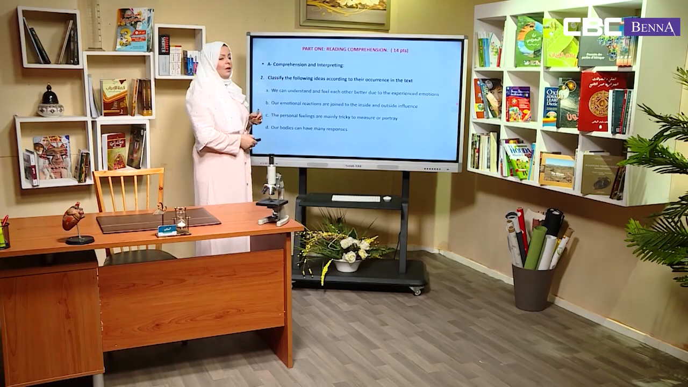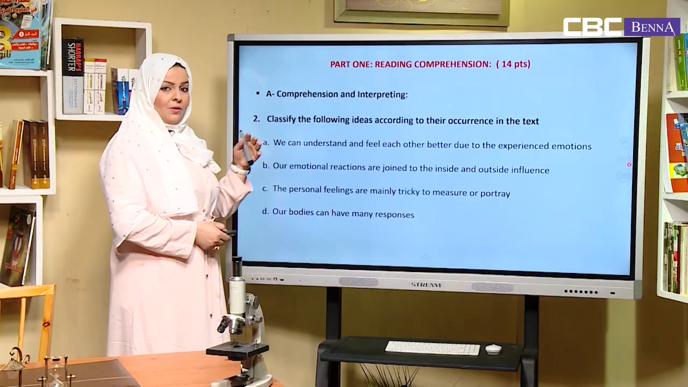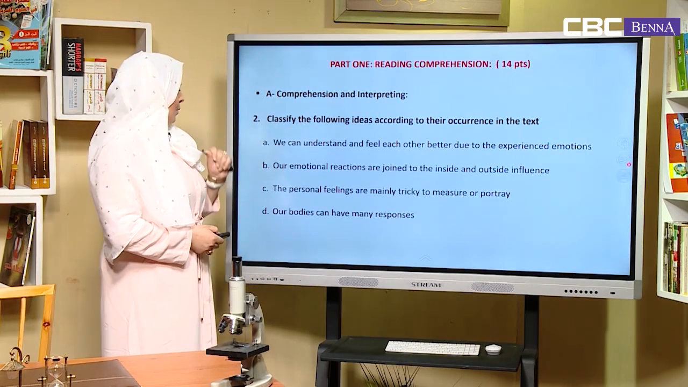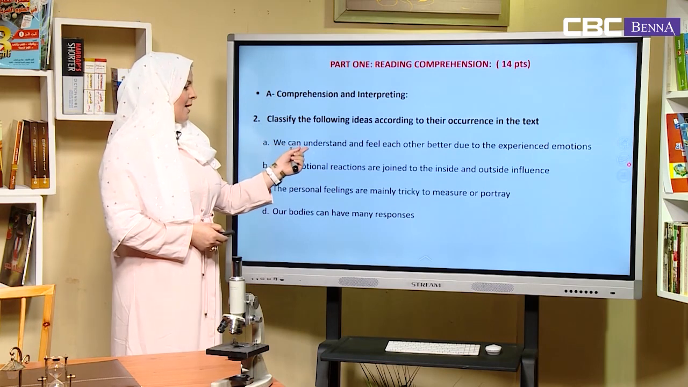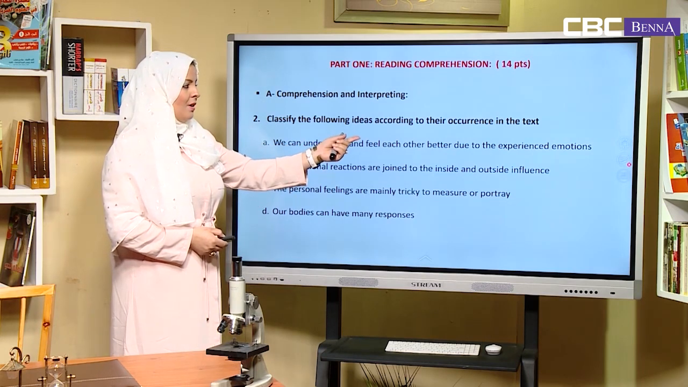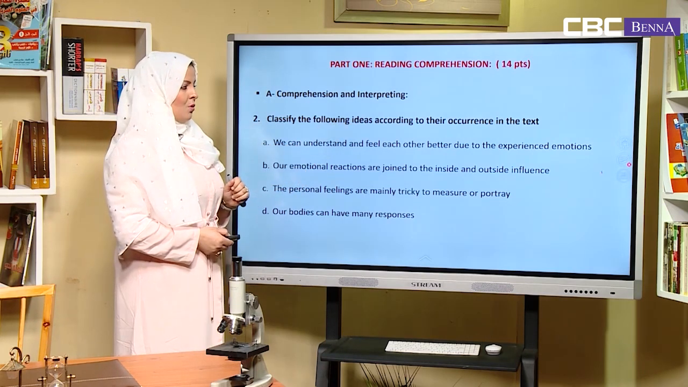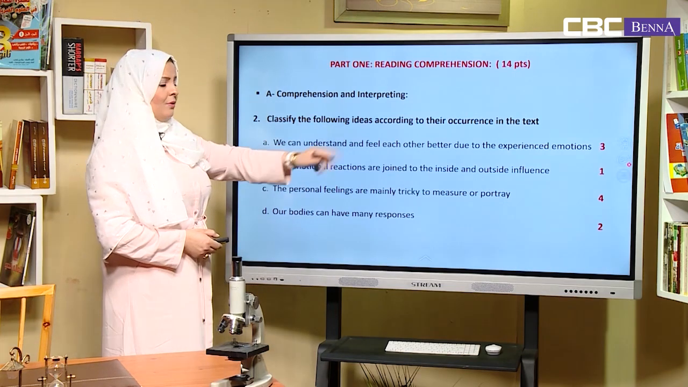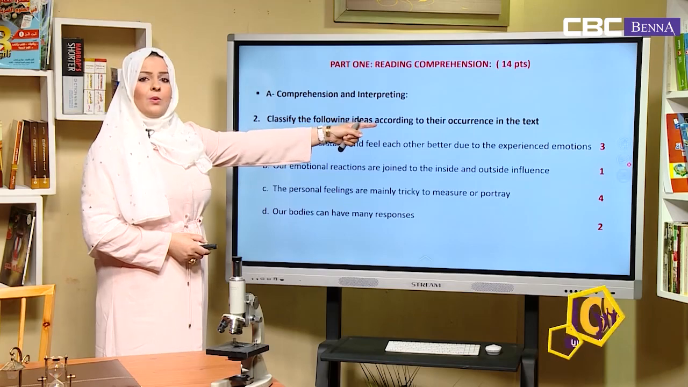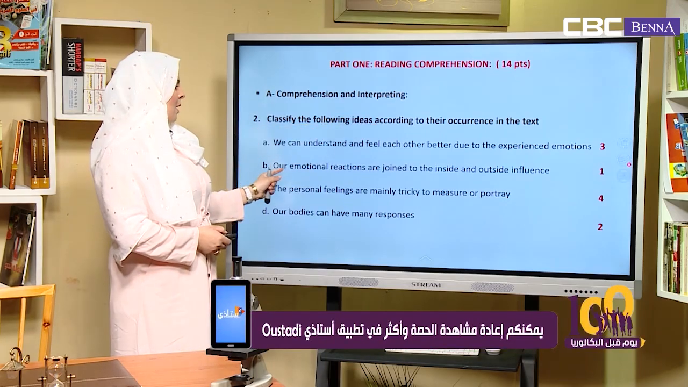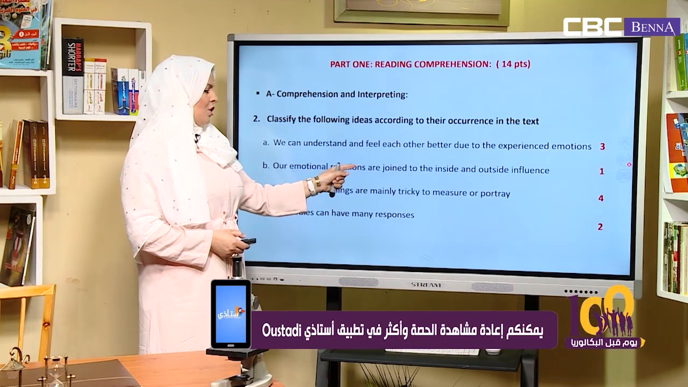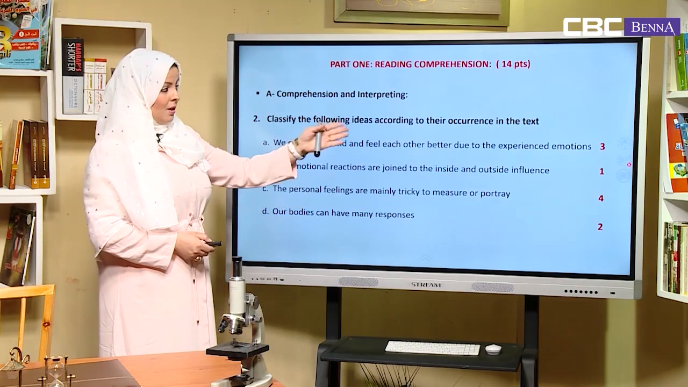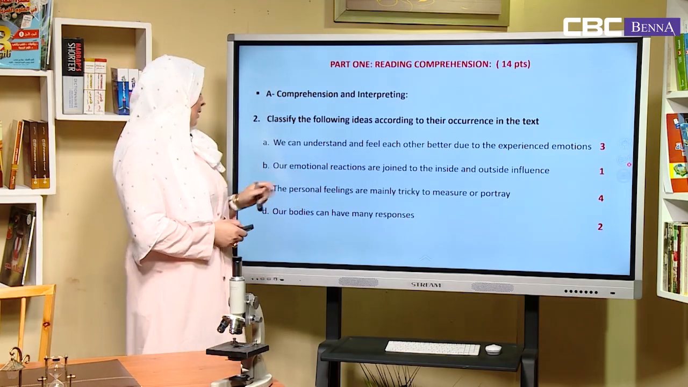So another activity which is classify the following ideas according to their occurrence in the text. Let's start with the first one. We can understand and feel each other better due to the experienced emotions. Here you are going to have the answers. It is in paragraph 3. B, our emotional reactions are joined to the inside and the outside influence. It is in paragraph 1.